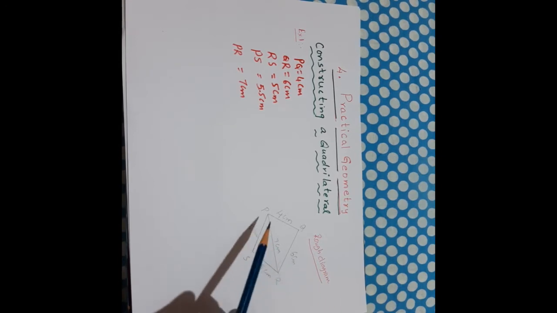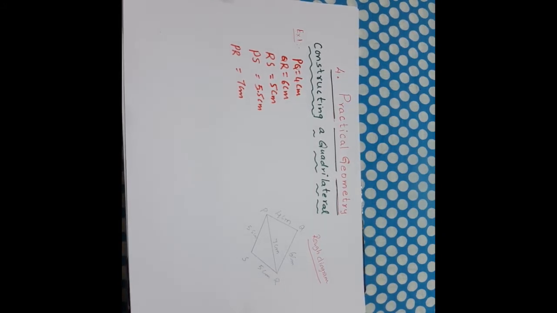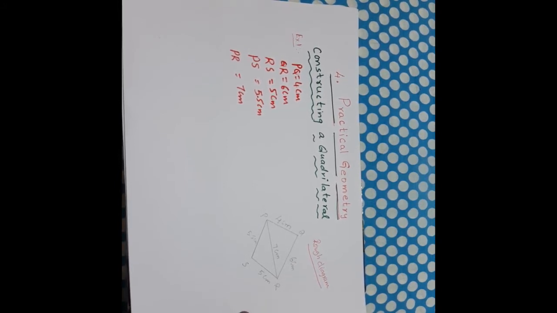Okay, so to draw a triangle PQR, first of all you need to draw PR. PR is a diagonal, so we need to construct PR here. How many centimeters is PR? 7 centimeters. So now I am going to construct PR first. Draw it in the middle exactly, right, children?